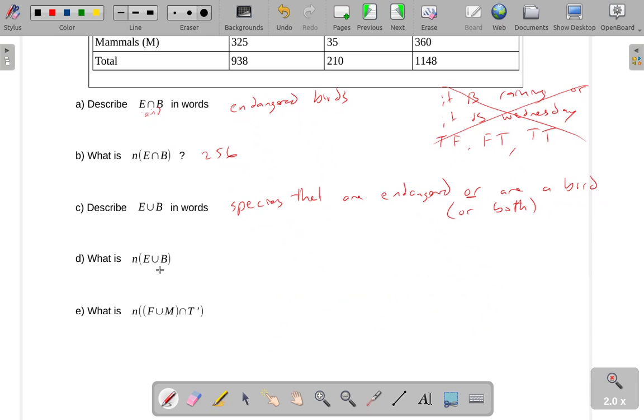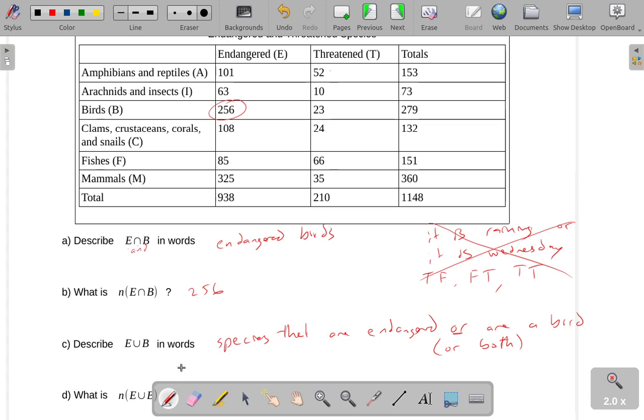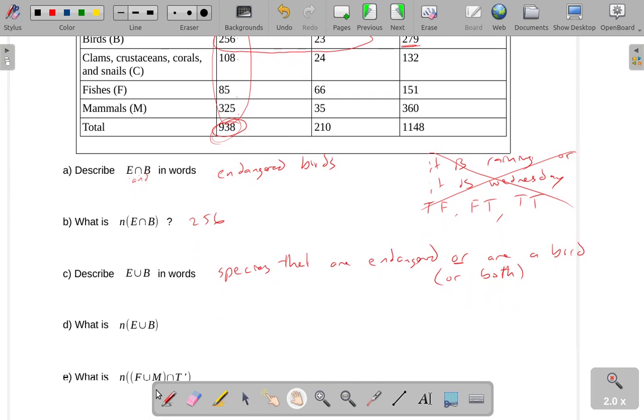If I want to say N of E union B, the size of that set, well, all the endangered species are here, and we're already given a total of this column. That's this number down here. So if I was to take and add all these numbers up together, it should give me this 238. Similarly, these numbers right here, these are all my birds. And if I was to add those numbers together, I would get 279. So what happens if I take 279 plus 938?